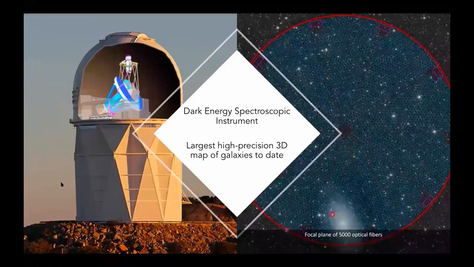The Dark Energy Spectroscopic Instrument on Kitt Peak will pinpoint the location and velocity of 35 million galaxies by pointing an optical fiber at each galaxy. The high-precision 3D map will give us new clues about dark energy.